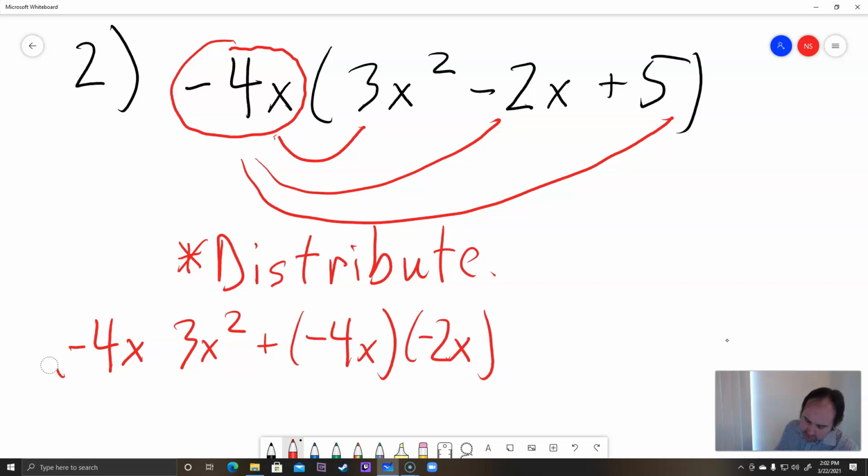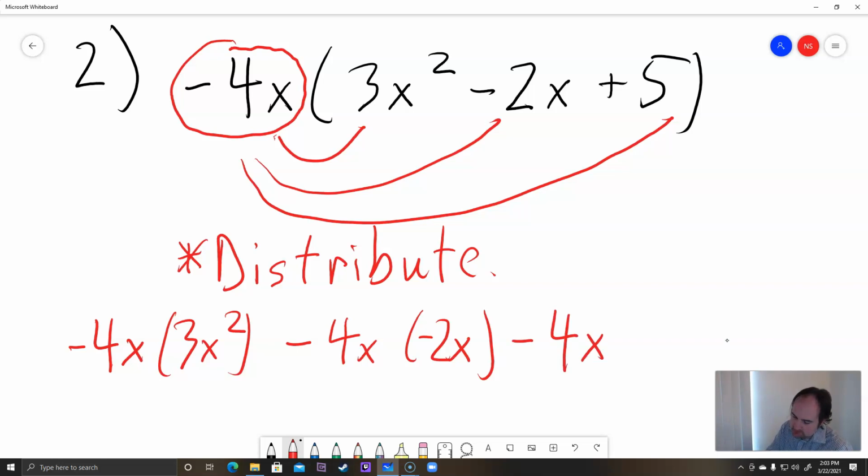Actually, let me write that in a slightly different way. It's getting a little bit messy, so I wanted to write it in a different way. Okay, so we have negative 4x times 3x squared for the first term, and then we have minus 4x times negative 2x for the second term. And then for the last term, we have minus 4x times positive 5. Okay, and to represent the multiplication here, I went ahead and put parentheses around each term of the trinomial. So this polynomial here.